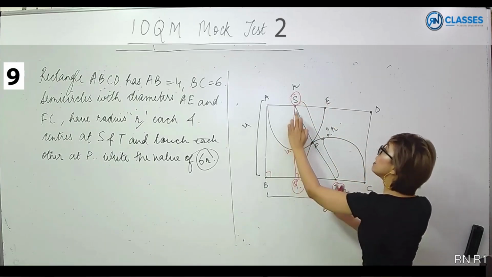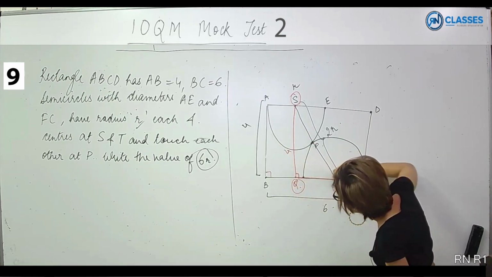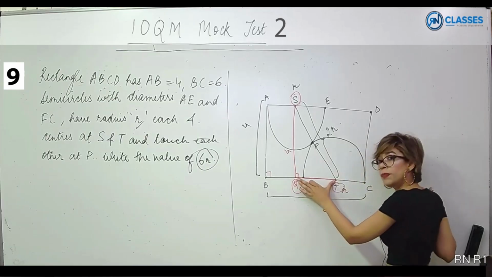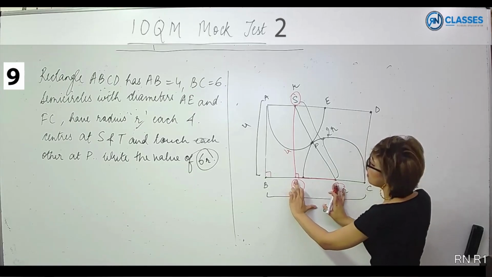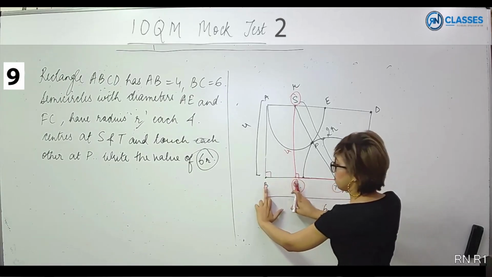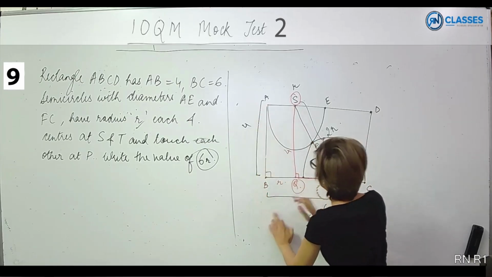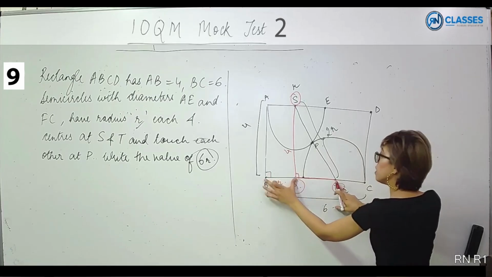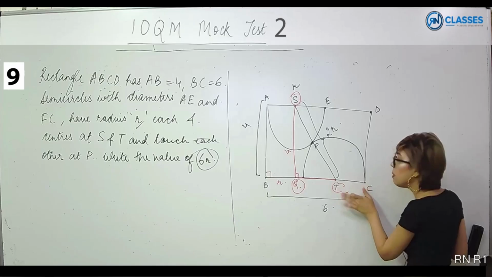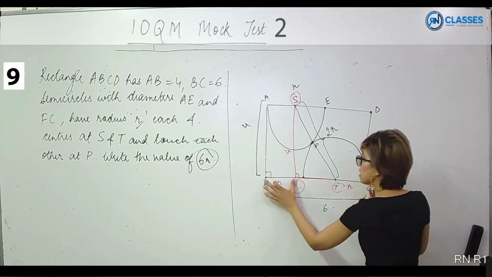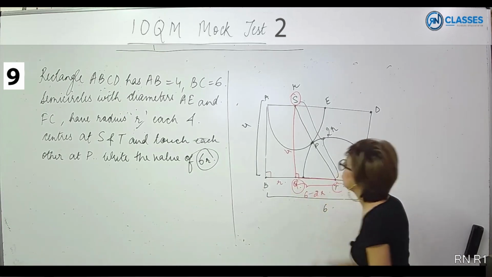I know this length in terms of R. Somehow if I am able to find this length QT in terms of R, my problem is solved. I know this entire length 6. I am interested in this one. Let me see whether I can find the remaining portion or not. What is this length? Now this length is nothing but R. Somehow if I know this remaining part, my problem is solved. Now this remaining part is nothing but R again. So this is 6, this is R, this is R. That means this length is 6 minus 2R.